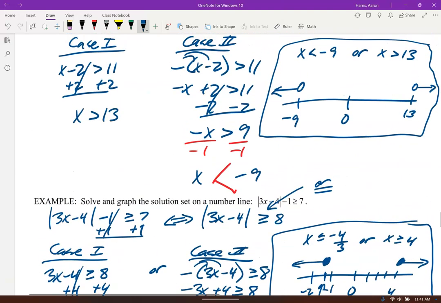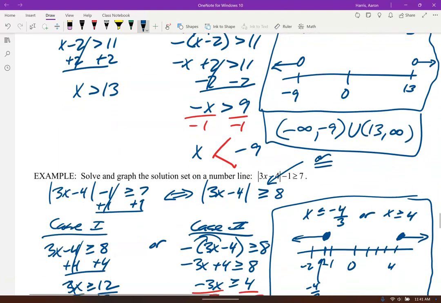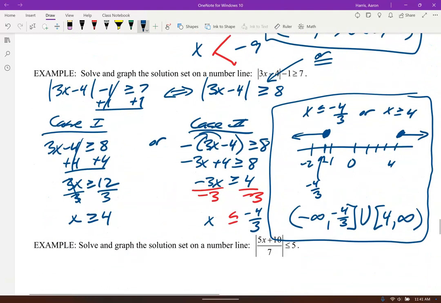Let's do this one up here in interval notation. It's coming from negative infinity up to negative 9. Does not include negative 9. Union, or, that means or union. And then it goes from 13 on. Okay, so there's our interval notation for that one as well.